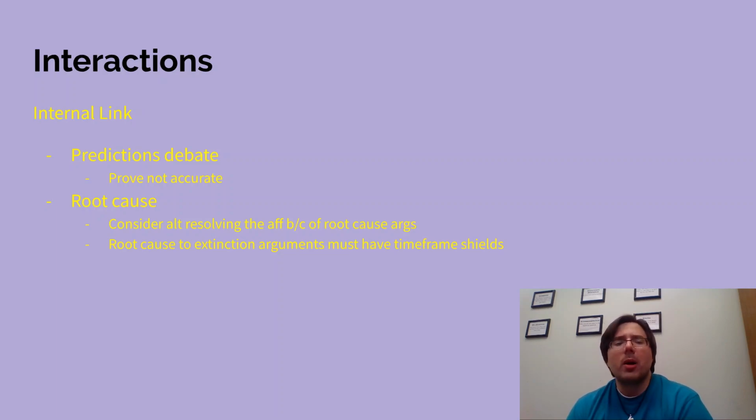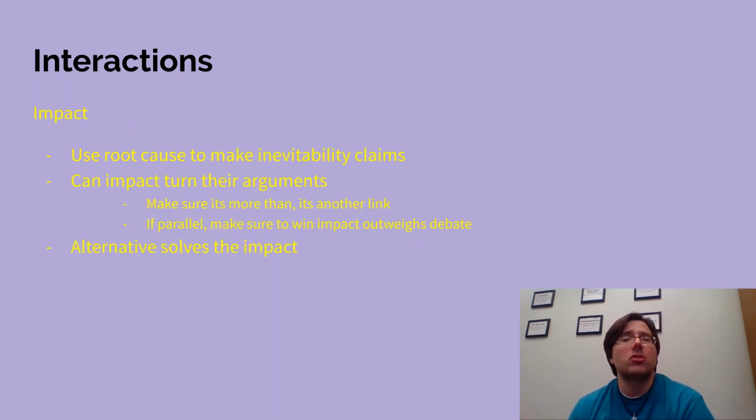One thing you do have to worry about when you're going for this type of argument is that when you're talking about an extinction impact, you have to make sure that you are shielding yourself from time frame arguments. A lot of judges just think that policy arguments have a quicker time frame than your critique does, so you want to make sure that you're on top of that and shielding yourself appropriately.